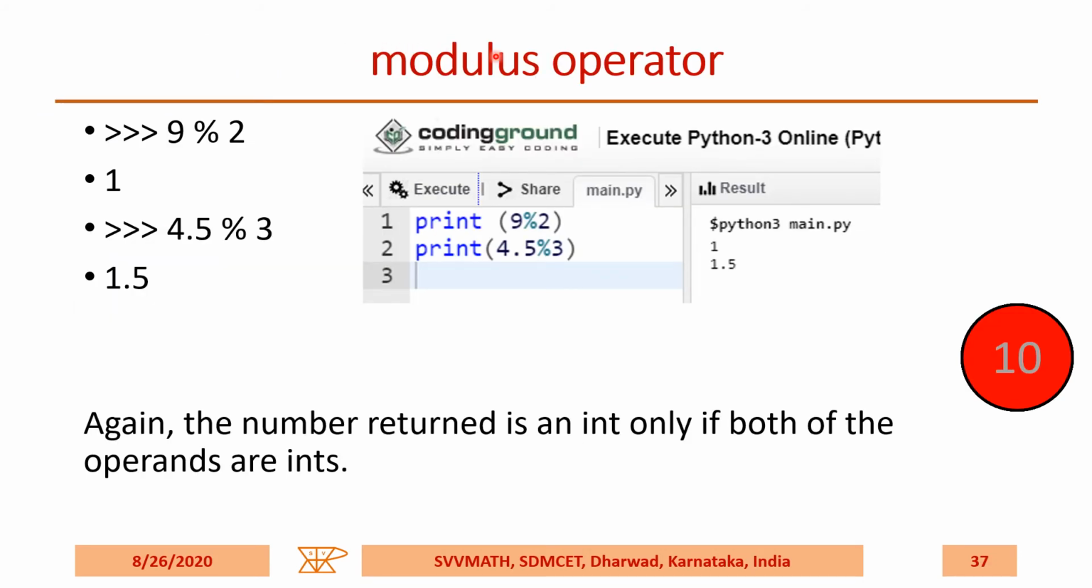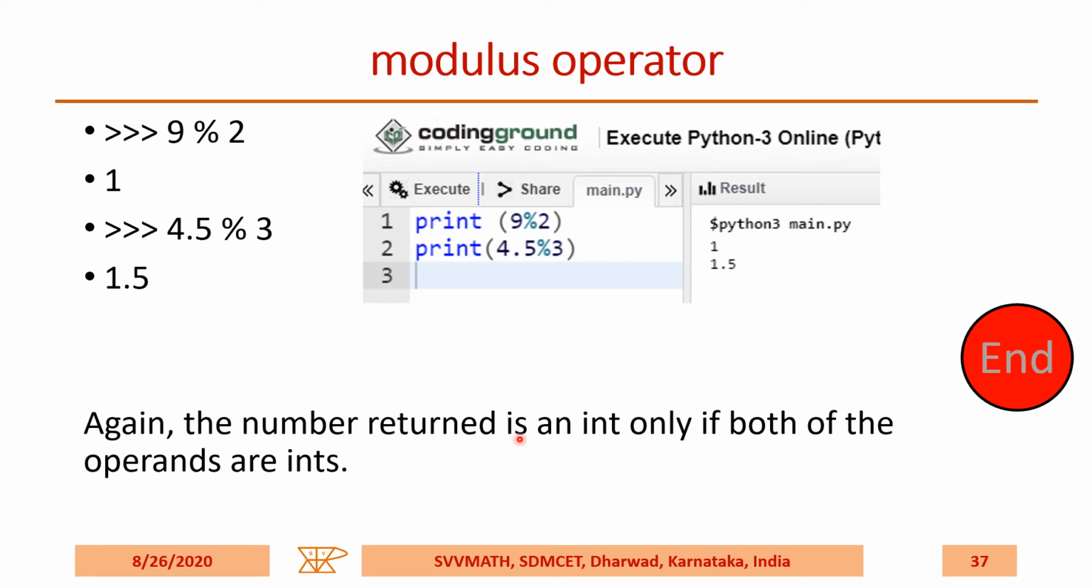The modulus operator: 9 % 2, the answer will be 1. 4.5 % 3, or you can say modulus 3, the answer is 1.5. The simulated result you can also observe. This is what I have written as commands. Many simulators are there online. This is a Python 3 online coding ground. This particular simulator I have been using for some time now.